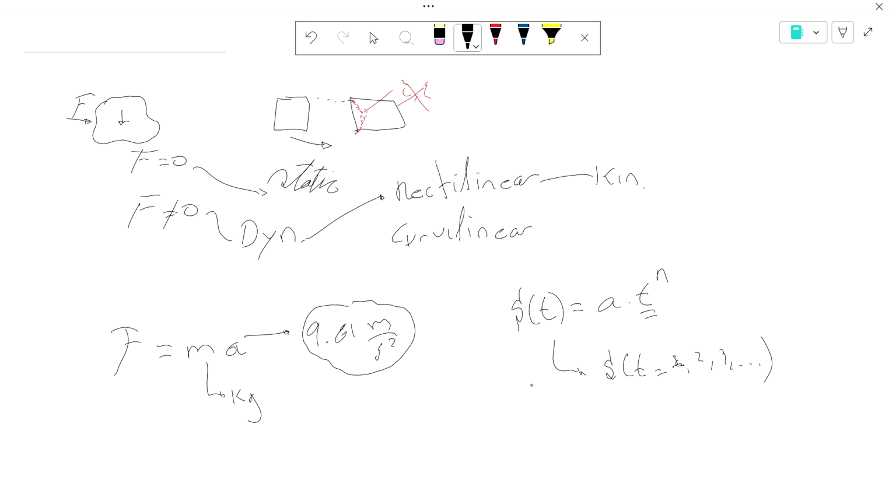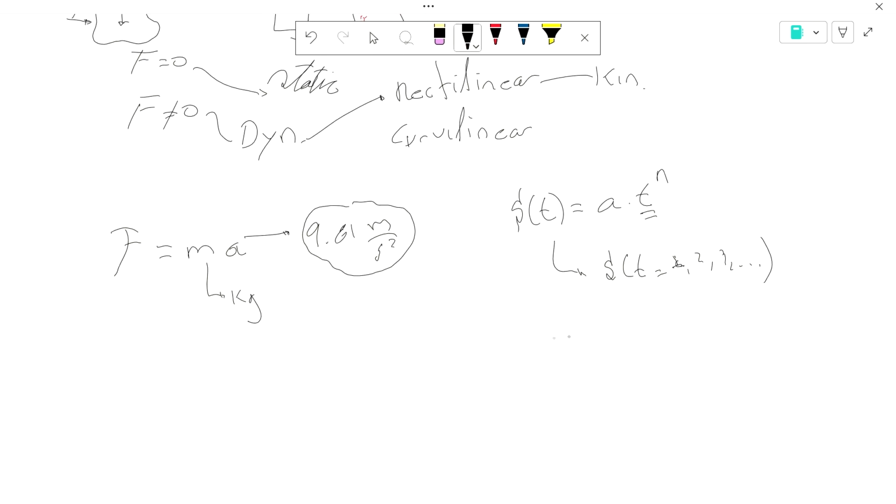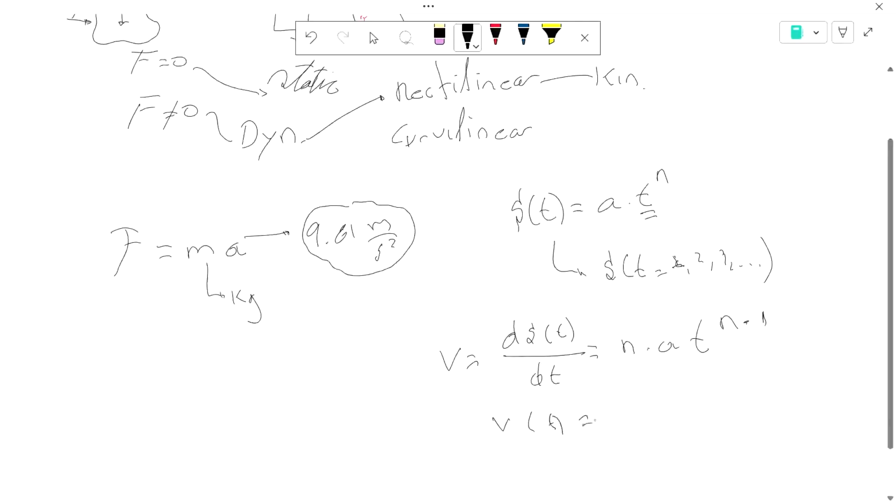If they ask you what is the velocity, then we know that the derivative of my displacement with respect to time is my velocity. So this will be n times a t to the n minus 1. And then v as a function of t is equal to that expression, which you simply have to evaluate at whatever time they give you. So at t equals 10, then you evaluate.